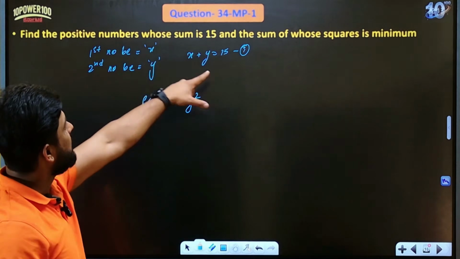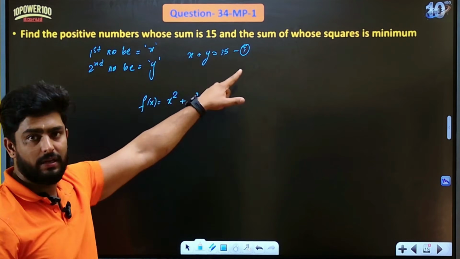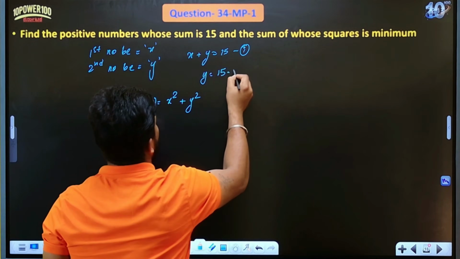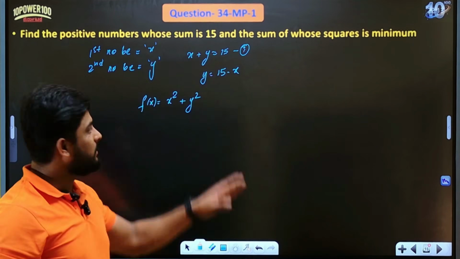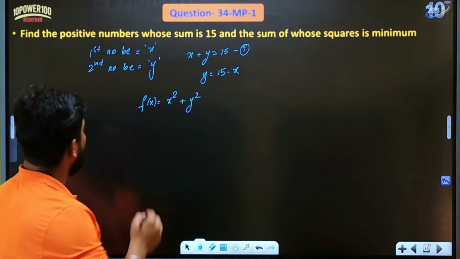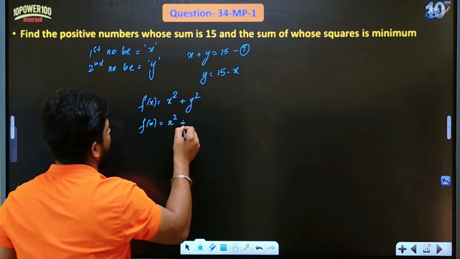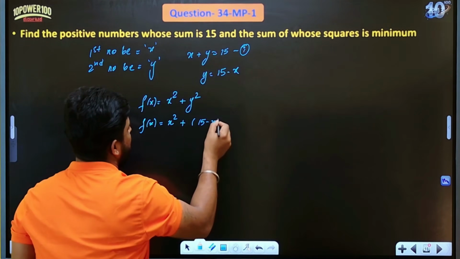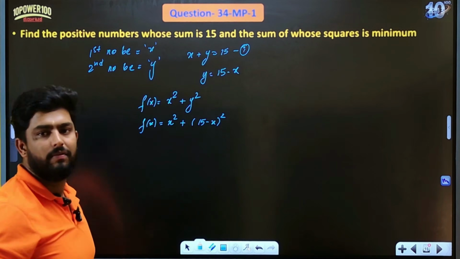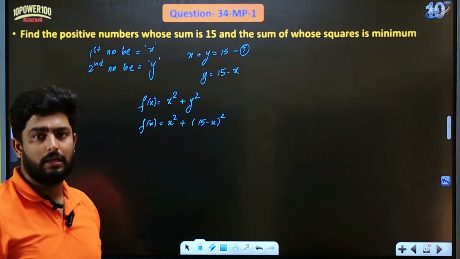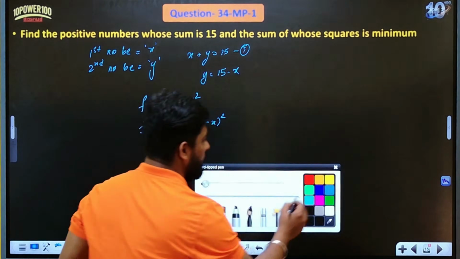Okay, look at equation number 1. So x plus y is equal to 15. So what is y? y is equal to 15 minus x. So write that here. Okay, so f of x is equal to x square plus 15 minus x the whole square. Now it is simple, okay? This is converted into a single variable. So from now on it's simple.